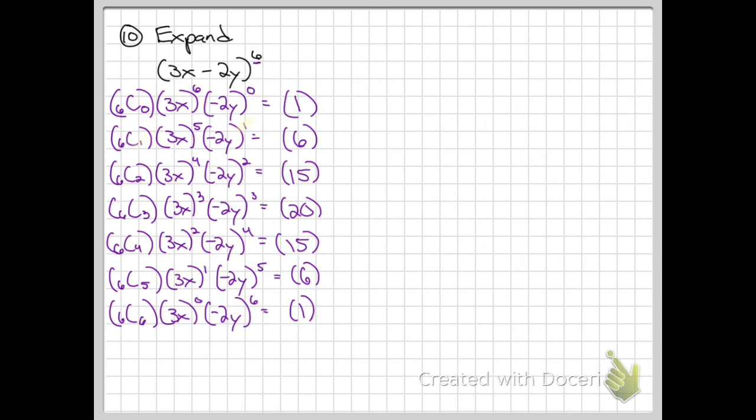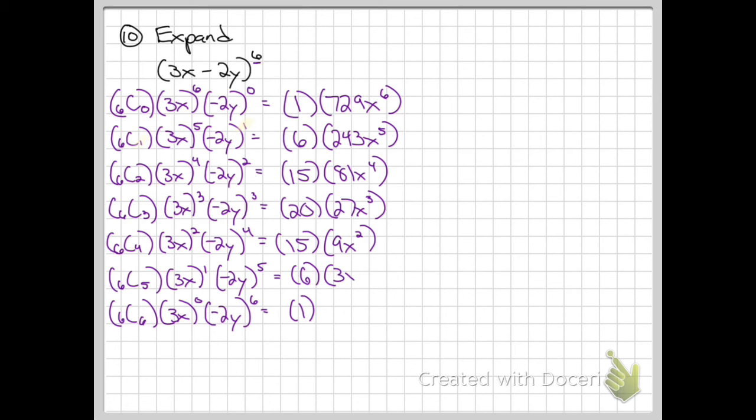Okay, then 3 to the 6th, that's a little higher than I have memorized. 729, and the x is to the 6th. 3 to the 5th is 243, and the x is to the 5th. 3 to the 4th, 3 cubed, 3 squared, 3 to the 1st, and everything to the 0 is just 1.